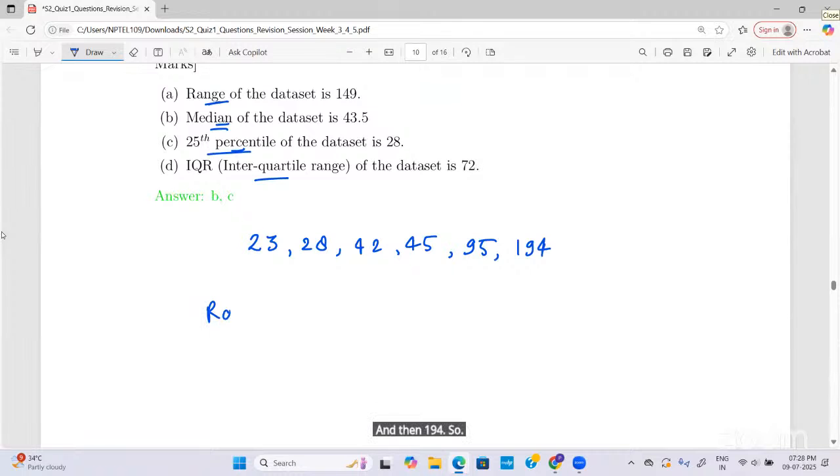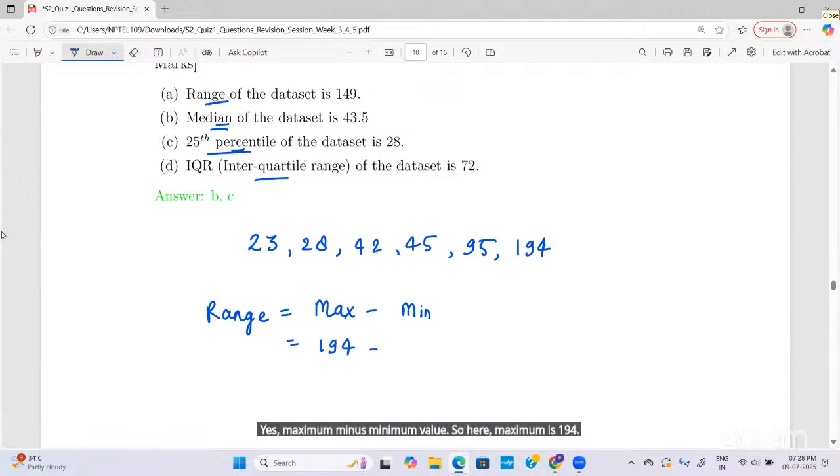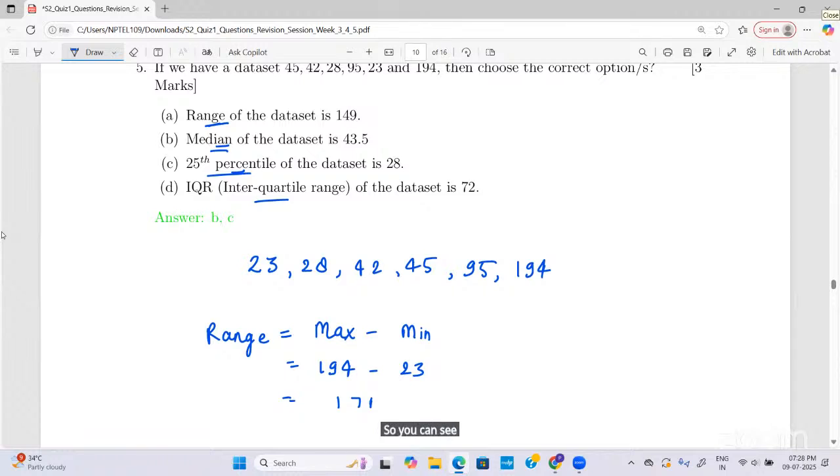So what is the range? What's the formula? Maximum minus minimum value. So here maximum is 194 and the minimum value is 23. So it will be 171. So you can see the value is different. So option A is wrong.